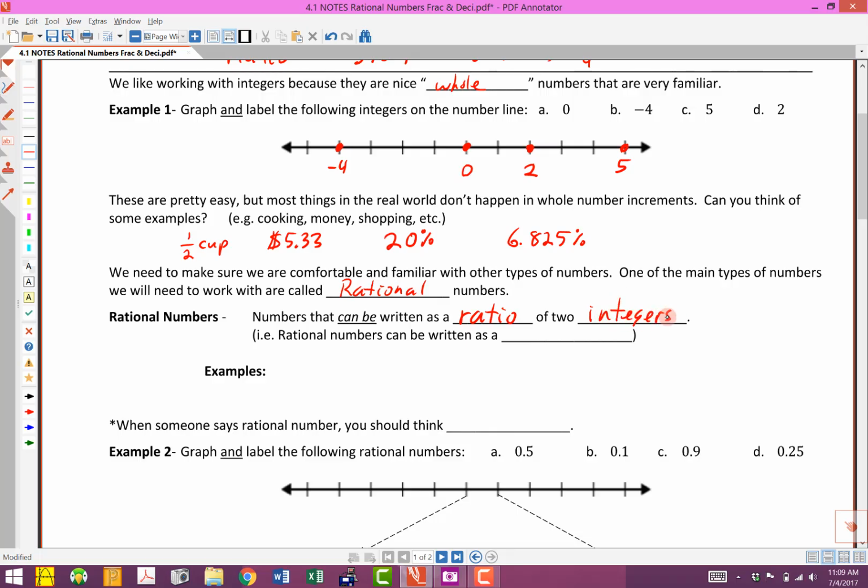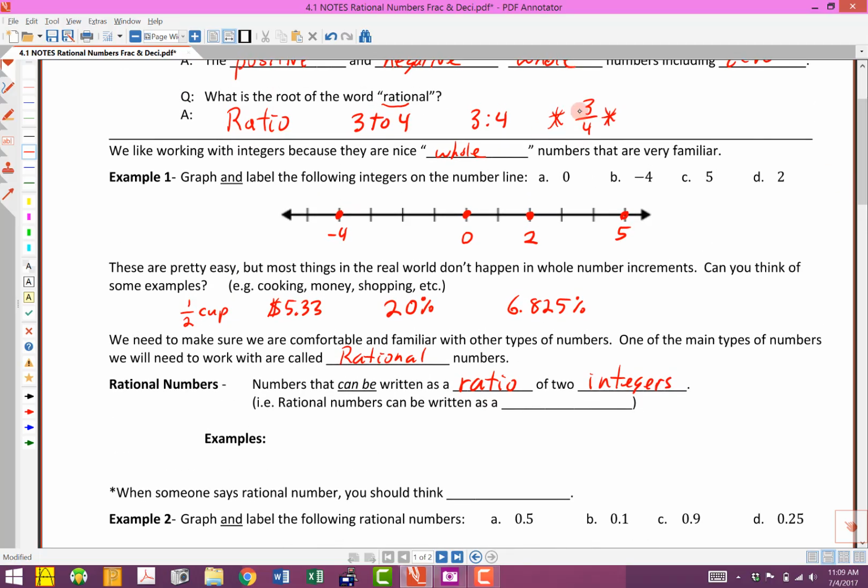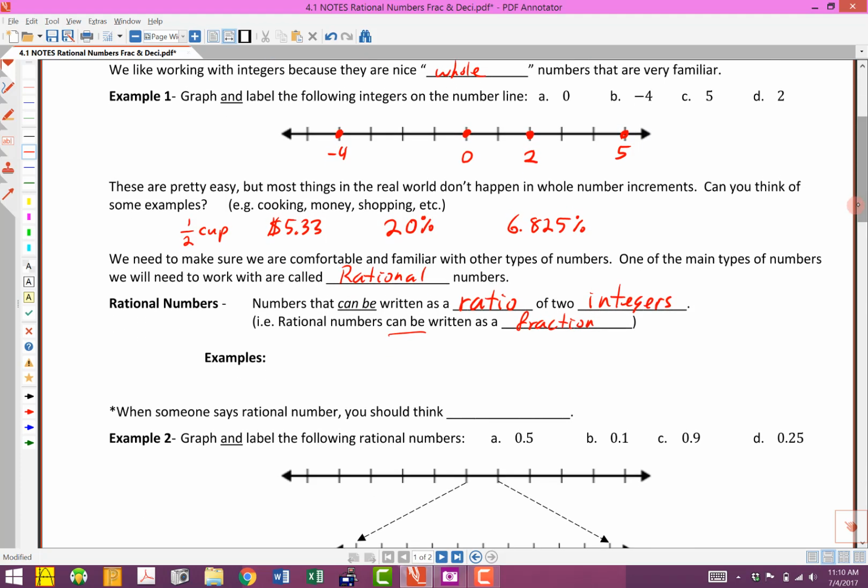Okay? So if we can write it as a ratio like we did up above, write it something like this, a rational number is a number that can be written as a fraction. And we're going to deal with that a whole bunch today. We can write rational numbers as fractions. So some examples would be, say, 1/2. That's definitely a ratio of two integers. And you could also write it in its decimal form, which would be 0.5.